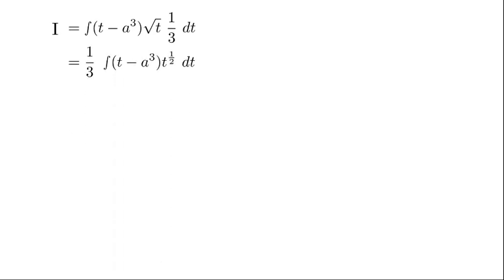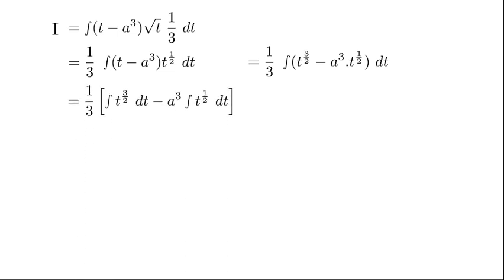So the problem becomes integration of (t minus a cube) root t times 1 by 3 dt. So 1 by 3 is taken out, and it becomes the integration of (t minus a cube) into t raised to half dt. Root t means t raised to half, and that is taken inside the bracket. So 1 by 3 integration of t raised to 3 by 2 minus a cube t raised to half dt. Now we take separate integration, and that becomes t raised to 5 by 2 upon 5 by 2 minus a cube, integration of t raised to half is t raised to 3 by 2 upon 3 by 2. So this 2 goes to the numerator and goes out.